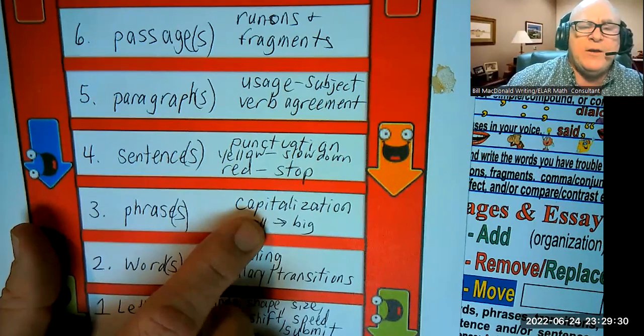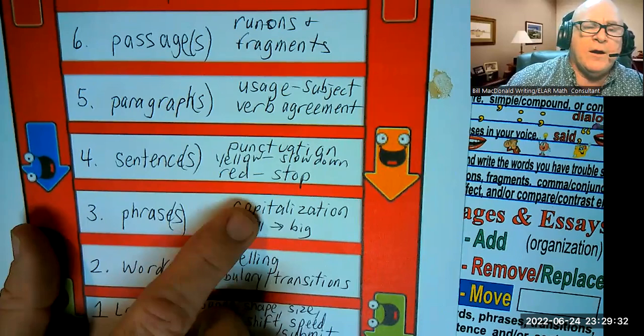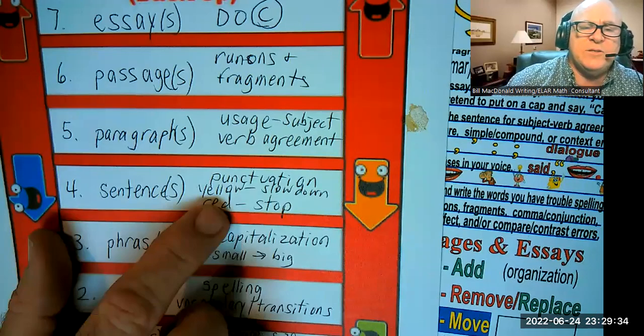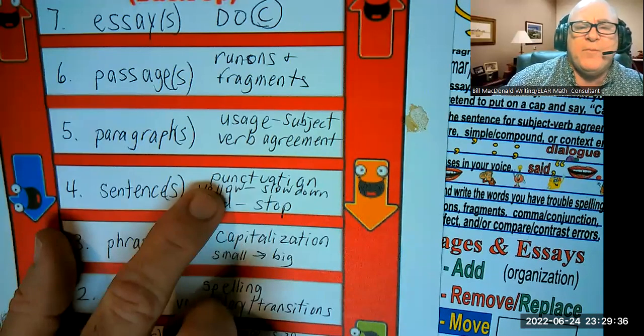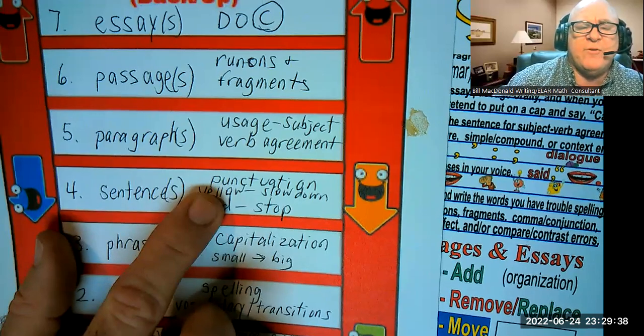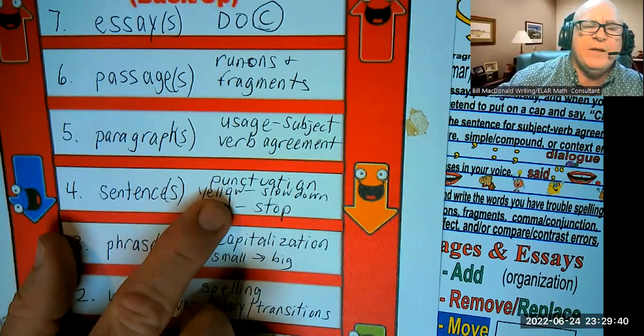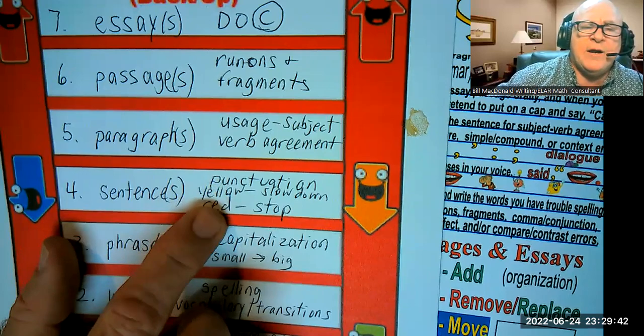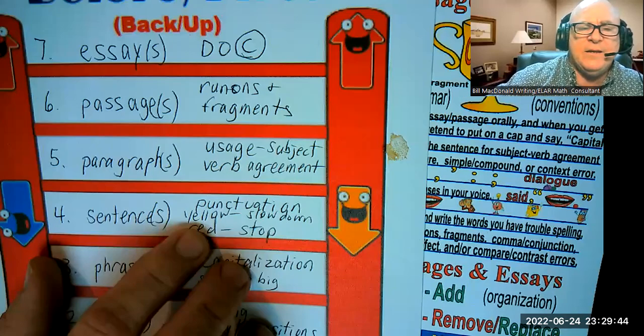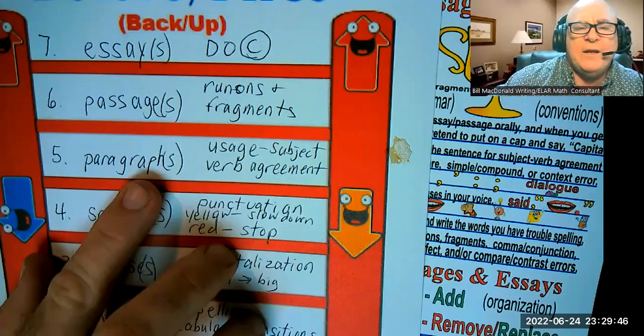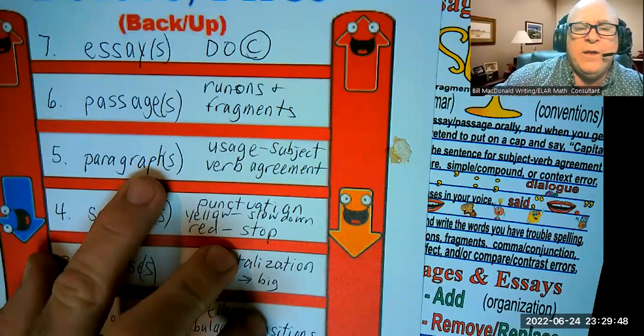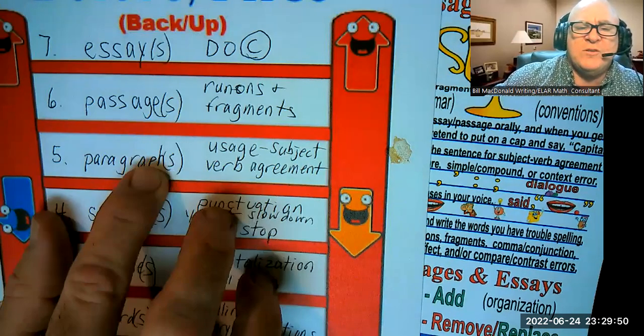Level 4 in the binder and on our part 1 training is sentences. Punctuation, we'll talk about yellow for slowing down and red for stopping punctuation marks. Level 5 is for when we're ready for paragraphs, editing paragraphs when we read. And we'll be able to work on usage and subject-verb agreement.